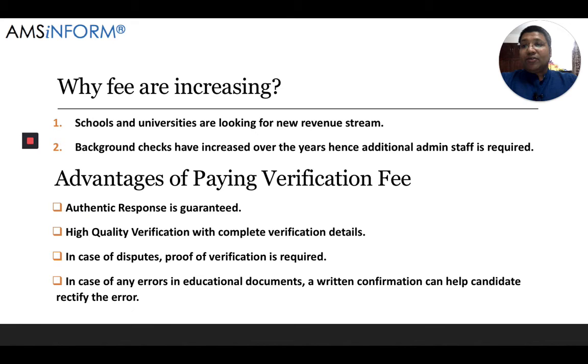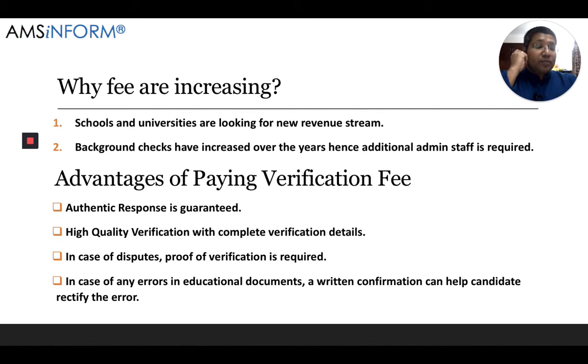Though the fees have increased, there are definitely advantages of paying this verification fee, and we should be paying these fees. There are a couple of reasons listed below. One is, of course, it goes without saying that you would get an authentic response, which is guaranteed. You get very high quality verification with a lot of details, which otherwise you would not be able to verify.